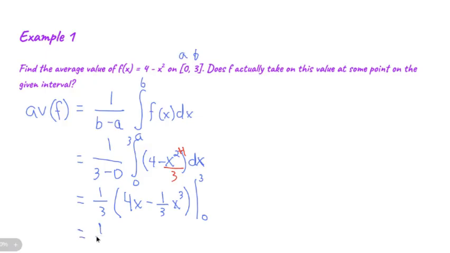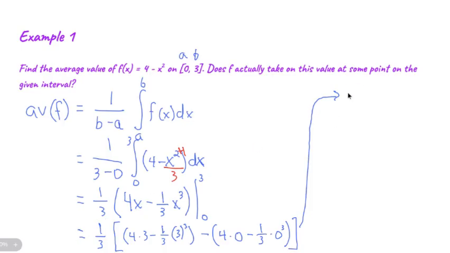So 1/3, and then I'm going to use a big bracket because I'm going to plug in 3 for both of these first. It's going to be 4 times 3 minus 1/3 times 3 cubed. And then I'm going to subtract, and I'm going to plug in 0 for both of these. We got 4 times 0 minus 1/3 times 0 cubed. And I'll close my big bracket.